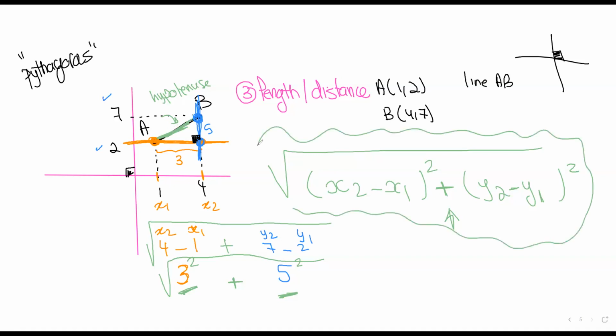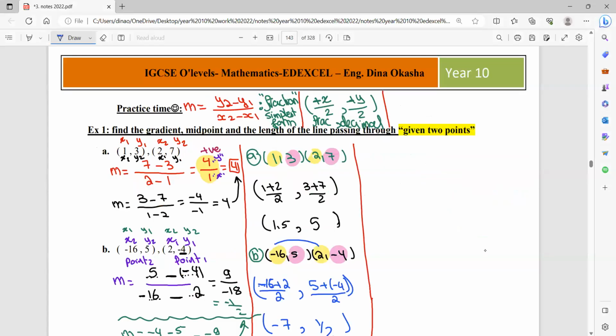So this is the length and this is the distance rule. And we use this rule when I have 2 ordered pairs and I am required to find the length of the line or the distance between 2 points. Now let's go back to the notes and write the rule over here. The last rule of the day, which is the length rule, the distance rule.